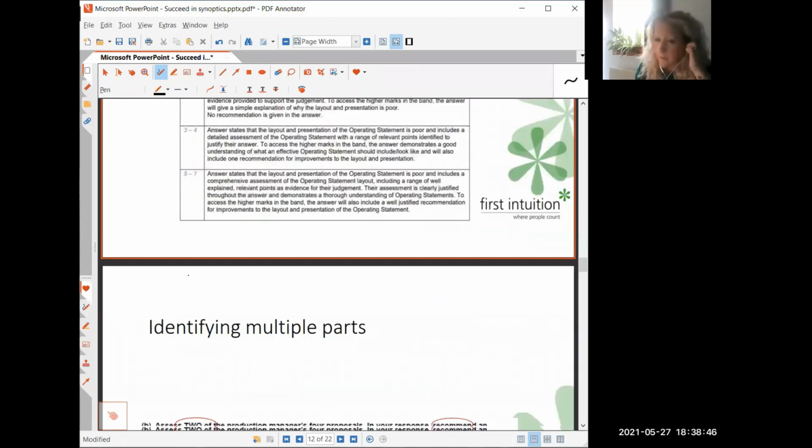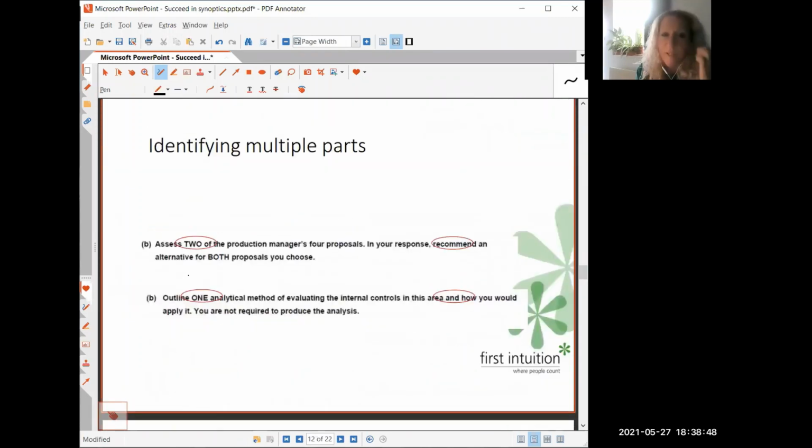I think it's over the page. Nope, not this one. Next one. This is just another example. Assess 2 of the production manager's 4 proposals. If you assess all 4 of them, well, you've wasted some time because it's only asking for 2. The verb is to assess as well. In your response, recommend an alternative for both proposals you choose. Those recommendations have to tie up to the proposals you've chosen, 2 out of the 4, and there has to be 1 for each of those. So being asked to do quite a few things.